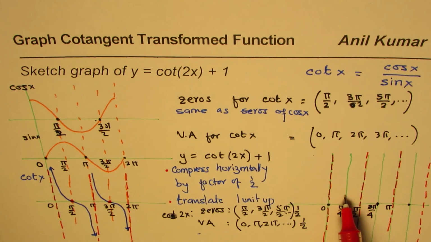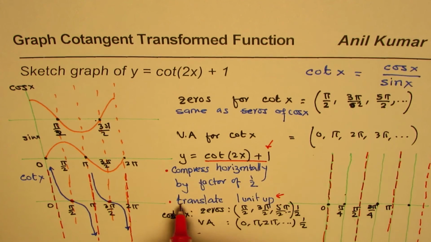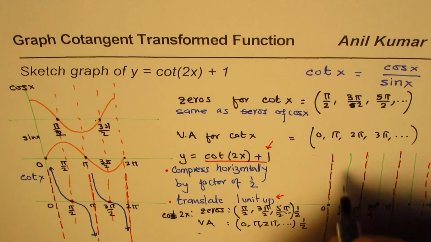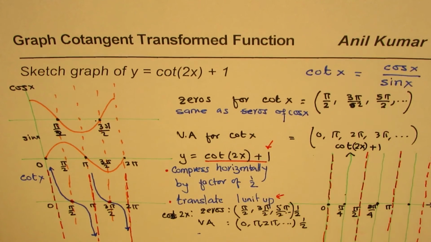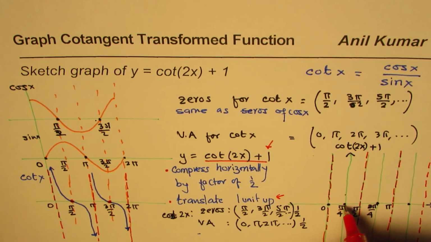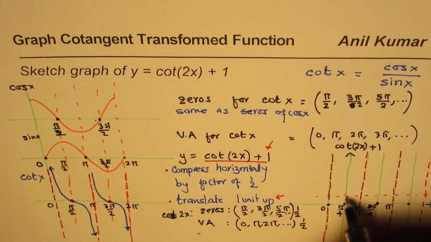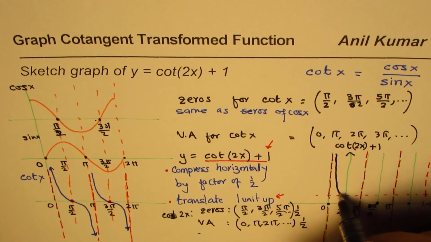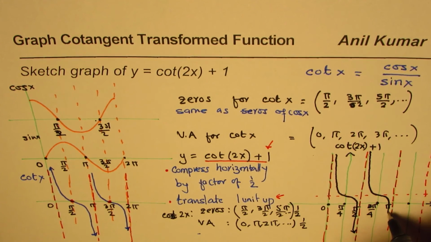Now all these zeros have to be shifted 1 unit up, since we have cotangent 2x plus 1, right? So that is the 1 unit up translation. So we have this representing x for us. This represents the function cot 2x plus 1, correct? So now we'll translate all these zeros 1 unit up and sketch our function, correct? So the graph which was going through the intercept here and had a 0 value will have the value 1 at that point, correct? So the graph will be kind of like this. Do you see that? So this is cot 2x plus 1.